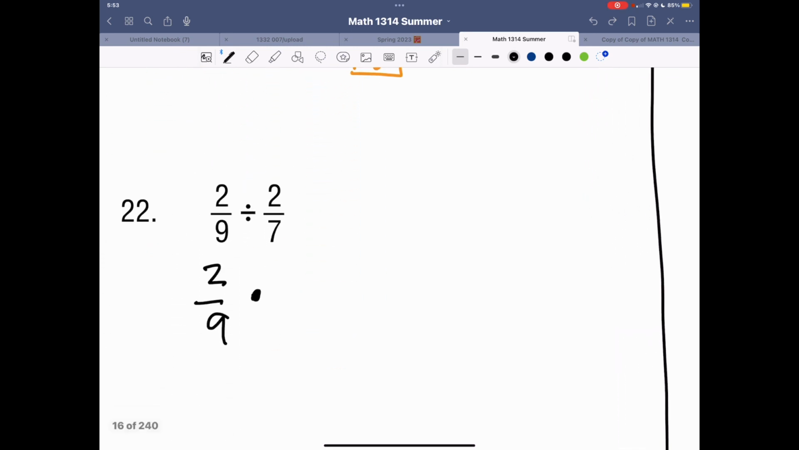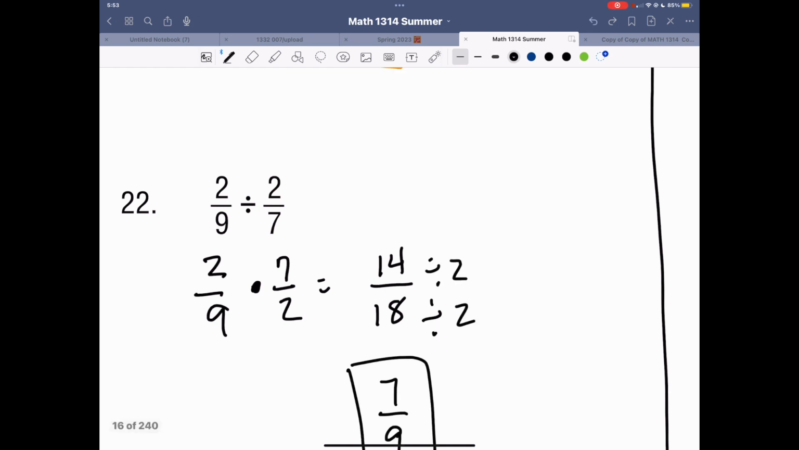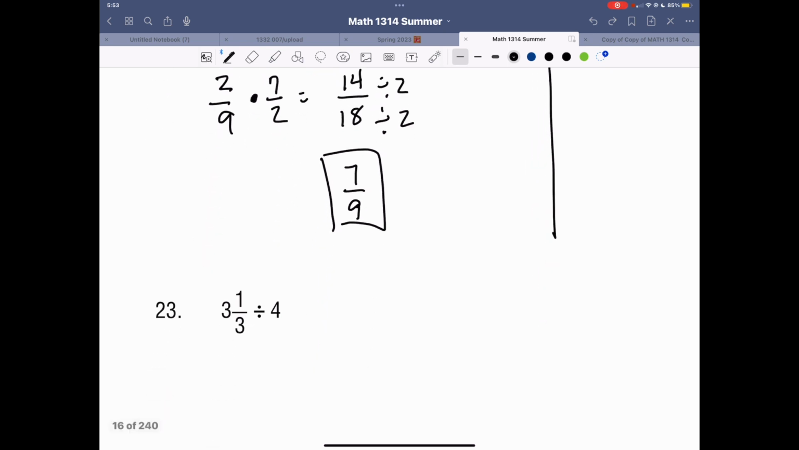Number 22, keep the first fraction, 9/2. Change the division to a multiplication. Reciprocal is 7/2, and that's going to equal 14/18. This is not in lowest terms, so I divide both by 2, and then I get 7/9.